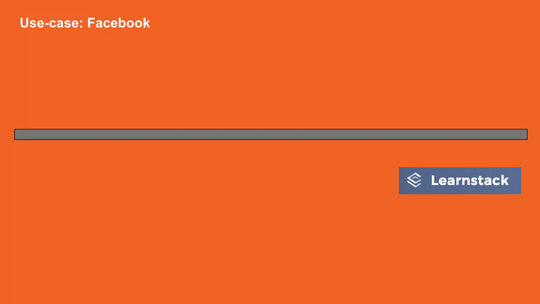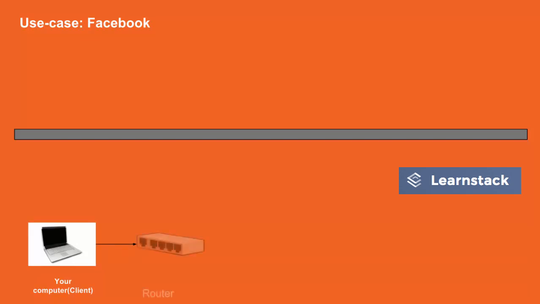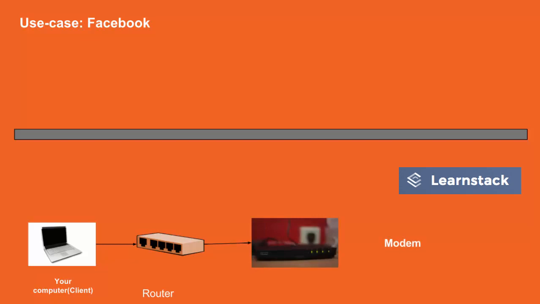First of all, this is our internet pipe which goes through every house. This is your computer, the client's computer. You type www.facebook.com. That request from your computer goes to your router. From the router, the request goes to your internet modem. It can be anything, either your broadband connection or your Reliance Jio dongle.